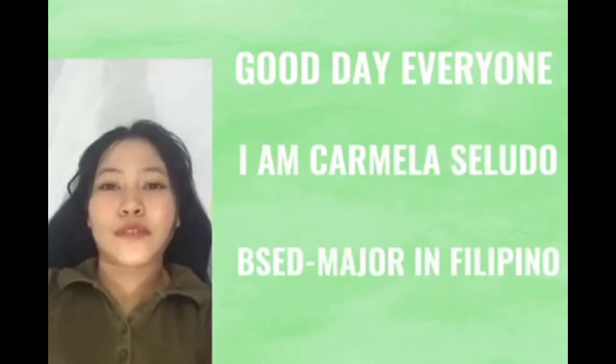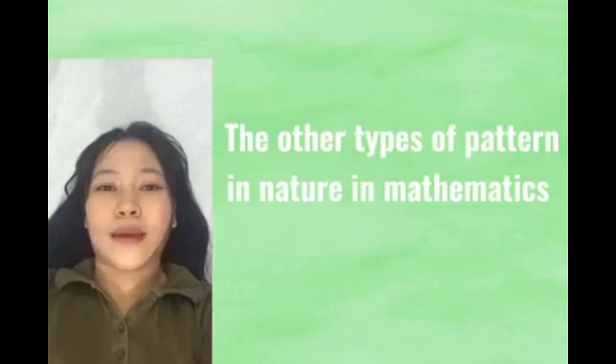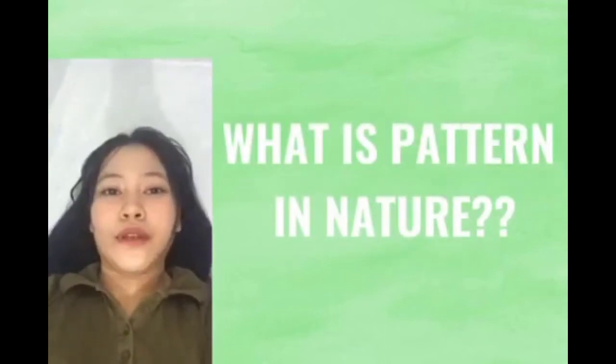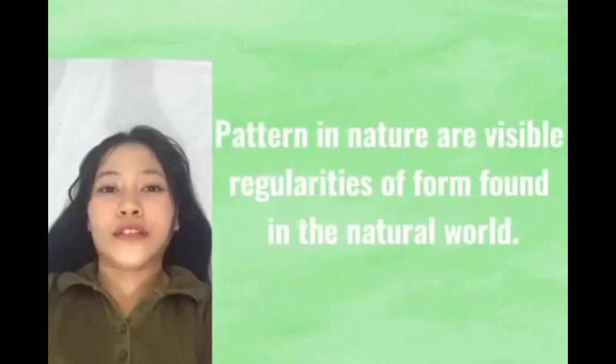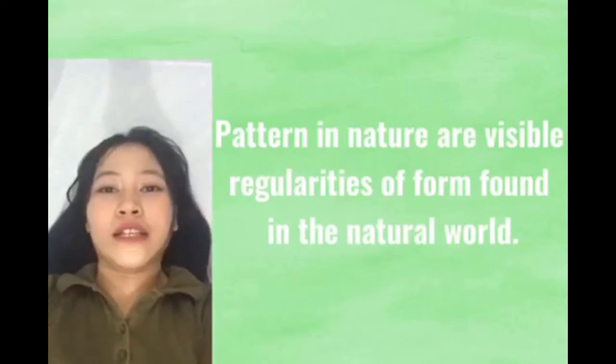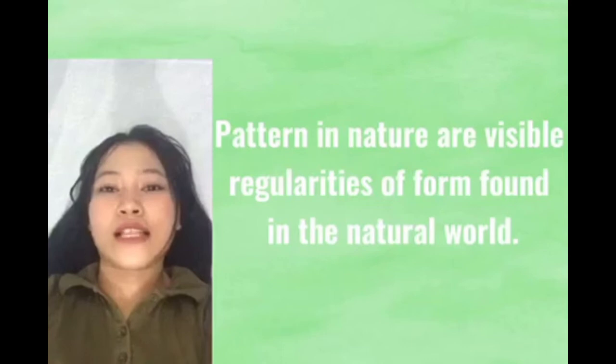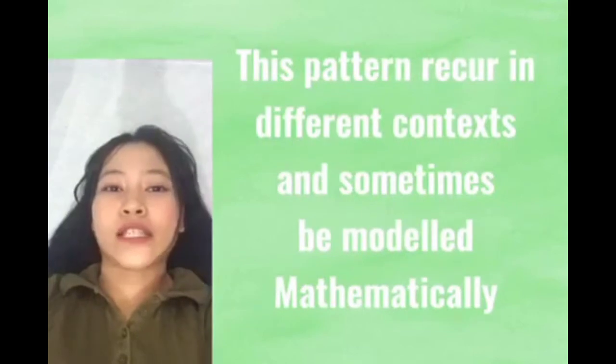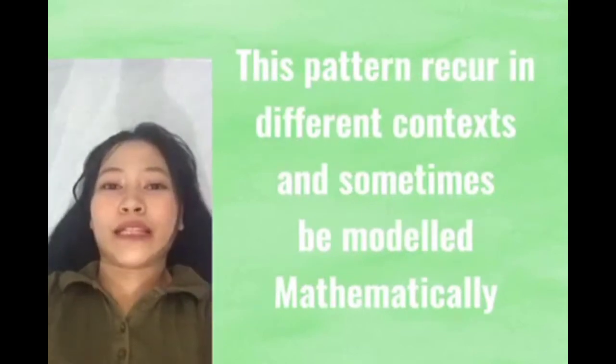Our topic for today's video is all about the other types of pattern in nature and mathematics. But before we proceed to our main topic, we need to know what is pattern in nature. Patterns in nature are visible regularities of form found in the natural world. Or in other words, these are the things that we can see in our surroundings or environment that have patterns or forms. These patterns recur in different contexts and can sometimes be modeled mathematically.